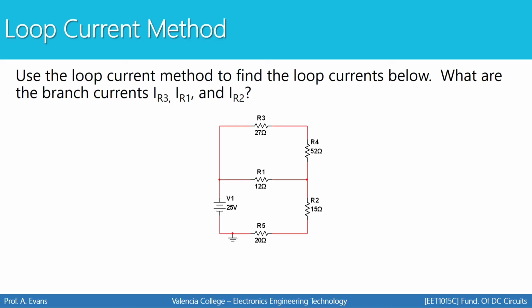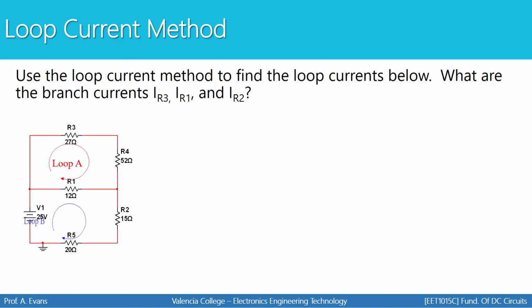In our final example, we have another circuit where we're going to apply the loop current method to find both the loop currents as well as the branch currents for R1, R2, and R3. Here are our two loops, loop A and loop B. Notice that I've also put the polarity for each resistor based on the direction of the current flow. So positive, positive, and positive. Loop B flows this way, so positive here, positive here, positive here. So I have my loop currents and I have my polarities.